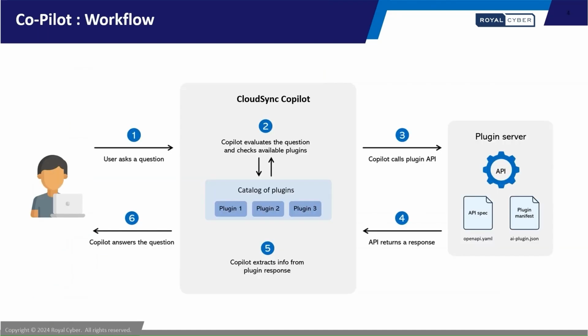So let's see the workflow of Cloud Sync Copilot. Here we can see a user will ask a query. Cloud Sync Copilot will identify the specific plugin required to get a response from the server for the specific query raised by the user. It will automatically transform the user query into a server command. After getting the response from the server, Cloud Sync Copilot will transform the response into natural language that users can understand. So it eliminates lots of complexities for the users who need to interact with the servers.